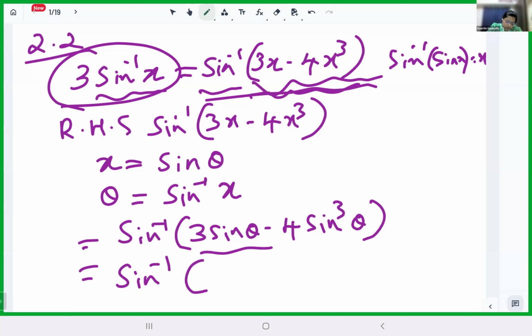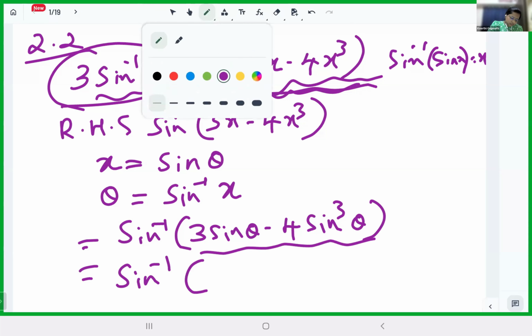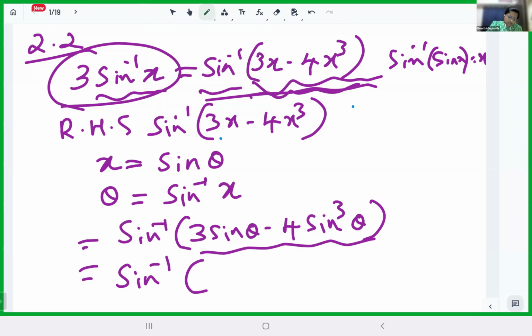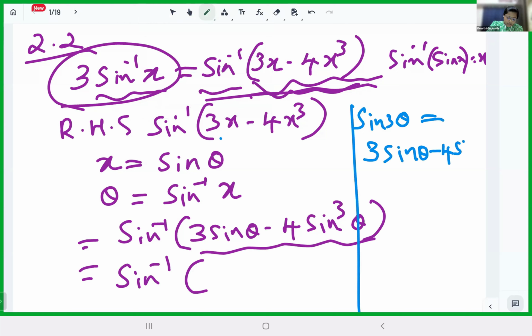This is the equation of which identity? Which trigonometric identity? Do you remember the identity? It was sine 3 theta. Sine 3 theta is 3 sine theta minus 4 sine cube theta. Here it is the same, right? So we can write this as sine 3 theta.